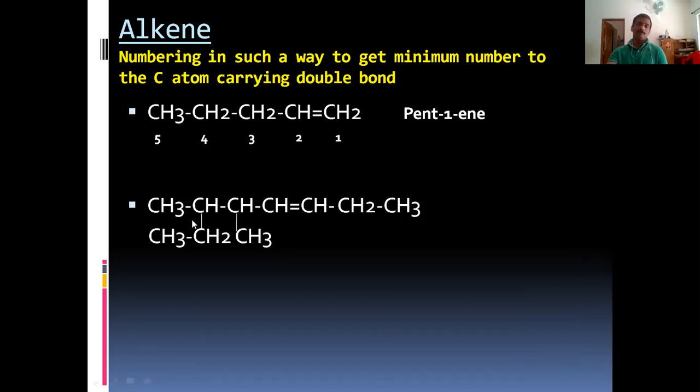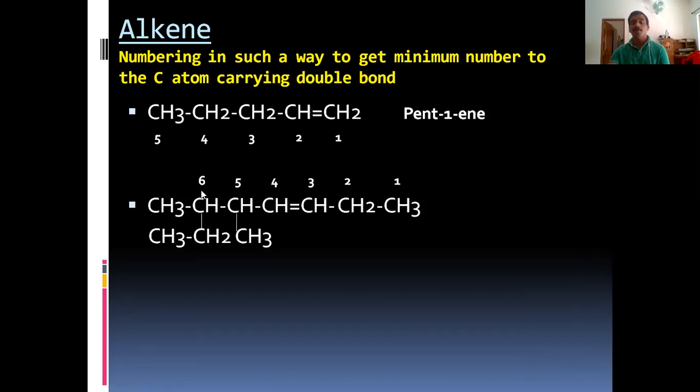Now see the second one. CH3, CH, CH, CH, double bond, CH, CH2, CH3. Here in this CH, a CH2, CH3 is attached. In this CH, a CH3 is attached. So here the double bond is here, but you can see two substituents here. If you start numbering from this side, 1, 2, 3, 4, the carbon atom carrying the double bond will get number 4. But if you start numbering from this side, 1, 2, 3, it will get number 3. So which is to be selected? Numbering from this side.